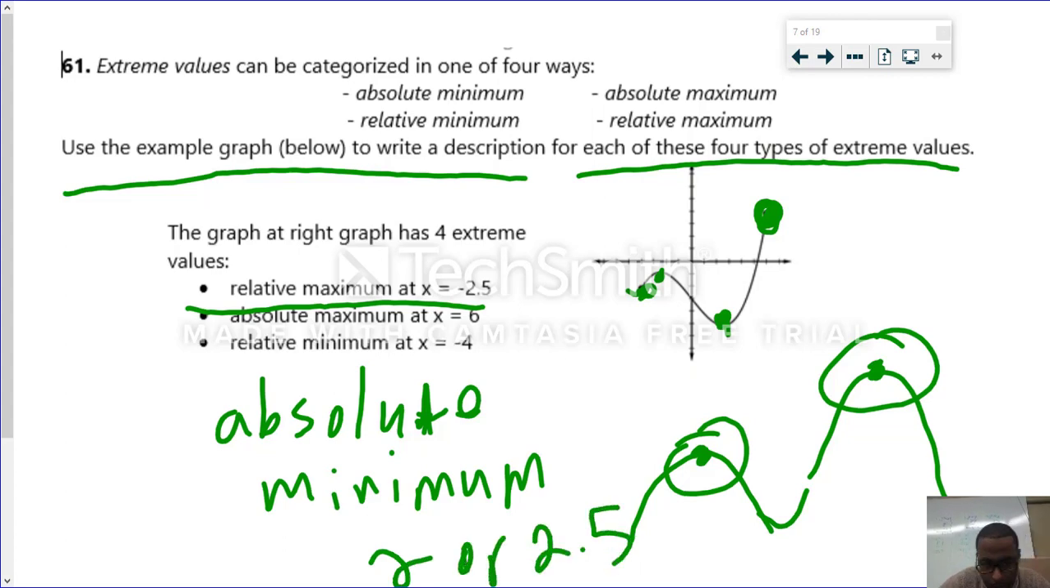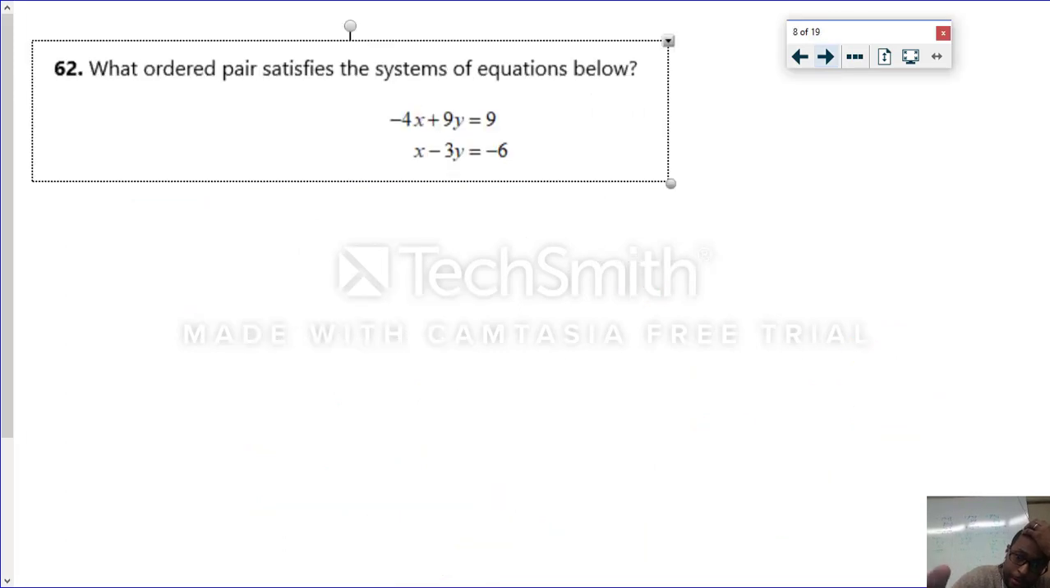So just remember, when we're talking about relative and absolute, relative is kind of like the second lowest point, and absolute is the lowest point. Or in this case, relative maximum is the second highest point, and absolute is the highest point, okay? Okay. All right.